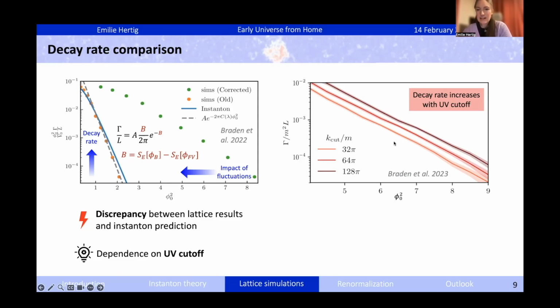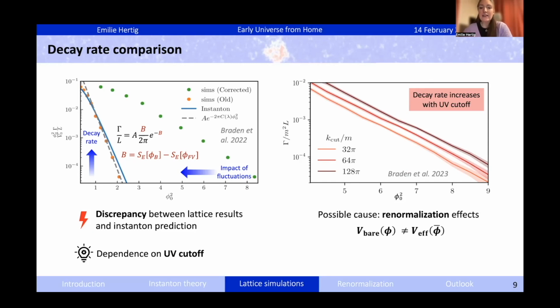And these are lattice simulation results for 3 different values of the UV cutoff. So progressively including more and more fluctuations and shorter wavelengths of fluctuations in our simulation, you can see that the decay rate increases with that UV cutoff. So there must be something related to the impact of fluctuations. And this means it's very likely that the discrepancy is explainable by renormalization effects.